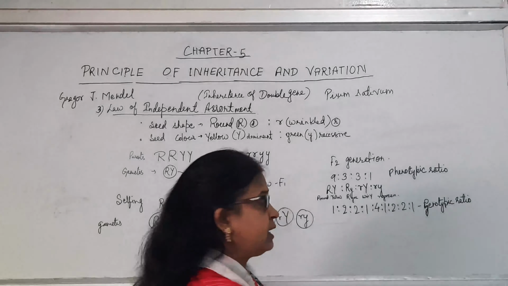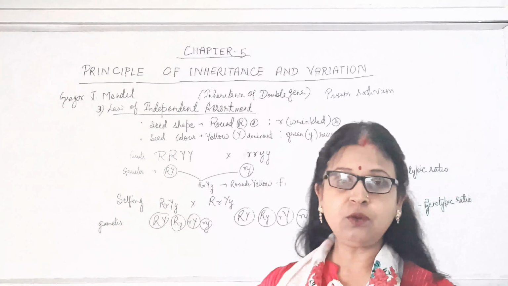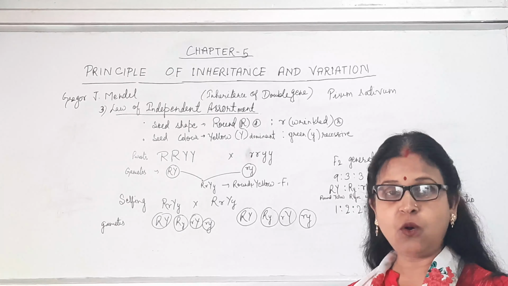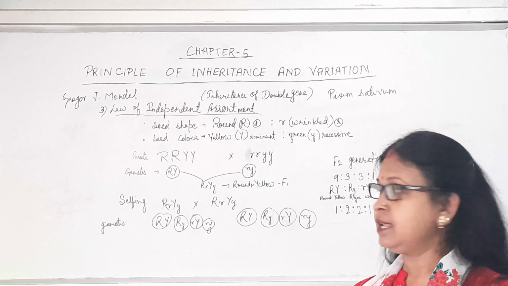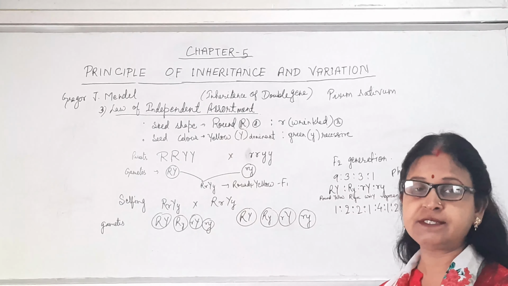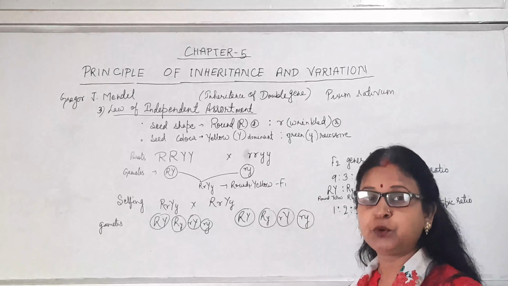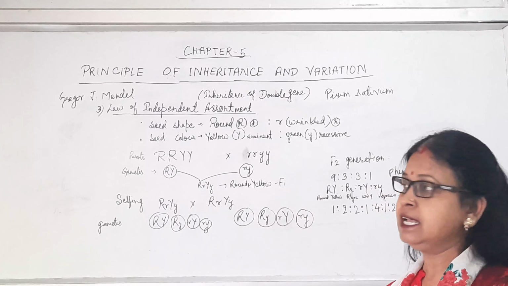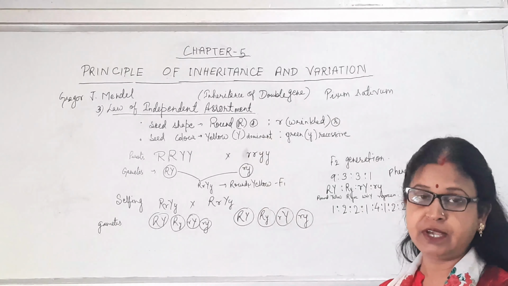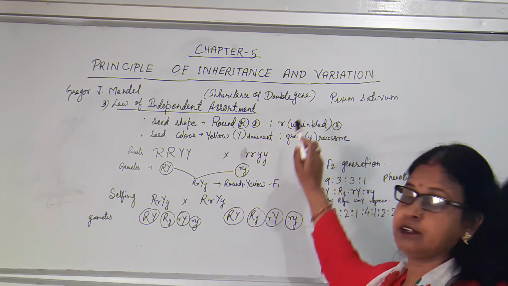So you can see here that wrinkled and green again expressed itself. That means although there are so many characters and alleles present, all these alleles independently assorted themselves. They separated, segregated themselves, and whenever they got the chance, they expressed themselves. That's why it is known as the law of independent assortment, which we are discussing through the inheritance of a double gene.